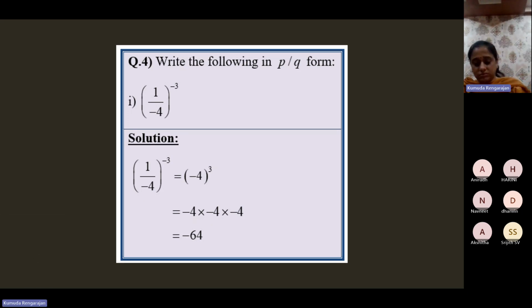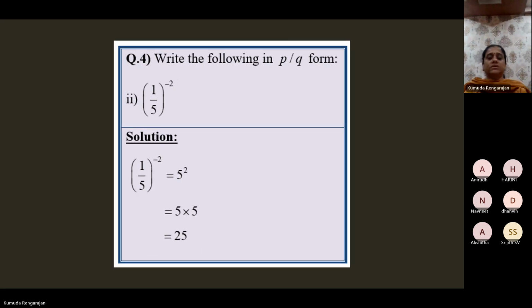Completed, all of you? Yes, ma'am. So again, see here, the power is negative. So you'll have to make it positive and then find the value. Quick.